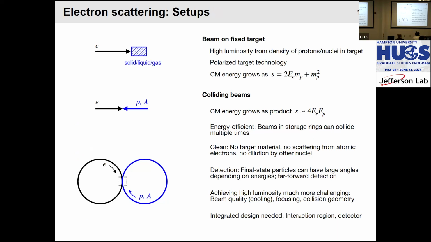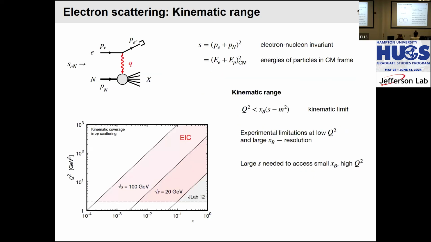So, yes, I have a question. For the previous plot, is there a way to also have that plot as a function of the number of nucleons in an ion?